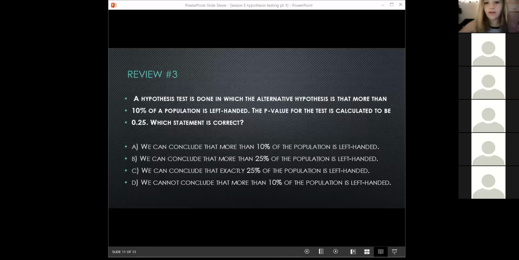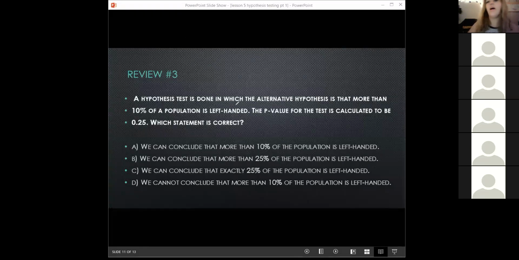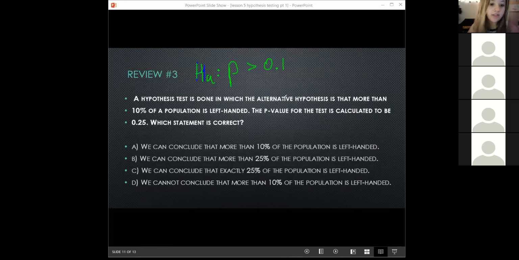All right, great job, guys. Absolutely. So our answer is D. So if we look at this, we have our hypothesis done, and the alternative is that more than 10% of the population is left-handed. So if we actually wrote that out, it's going to be that our alternative is p is greater than 0.1. So that's saying more than 10% of the population is left-handed. So we have our p-value, which is 0.25.